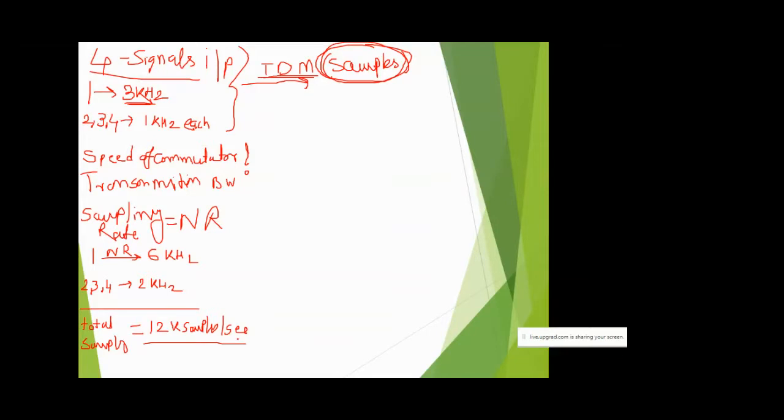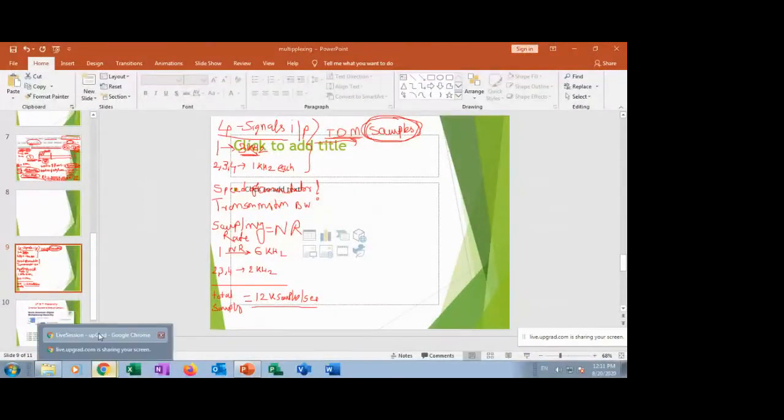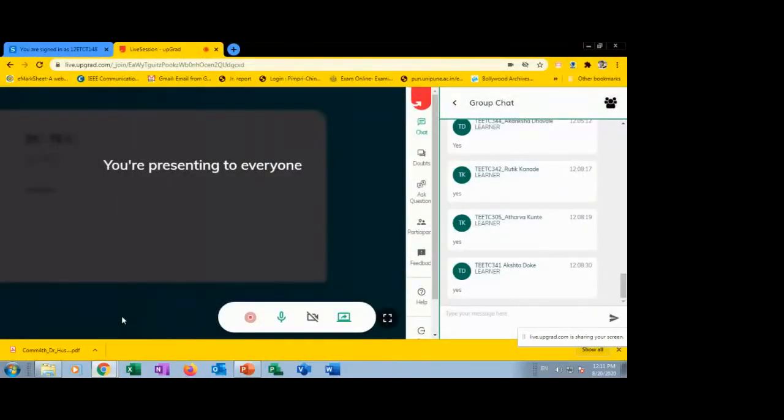Now tell me, just comment your answer in the chat box. What is the speed of the commutator? Just calculate and post your answer in the chat box. You can also call it the rotation speed.